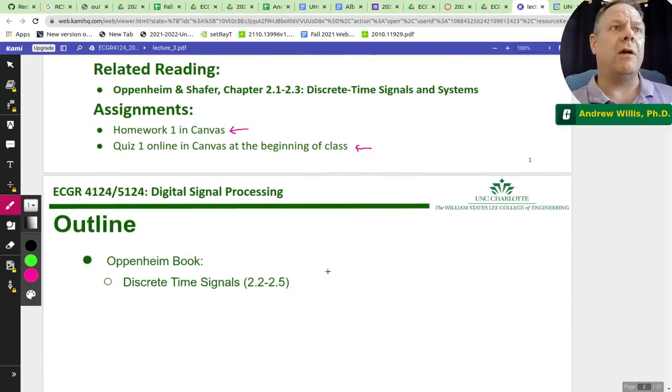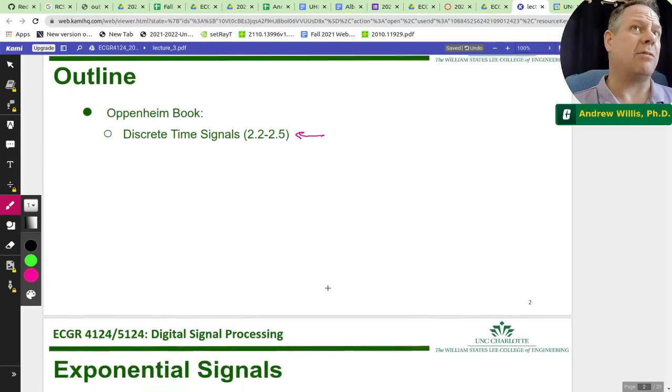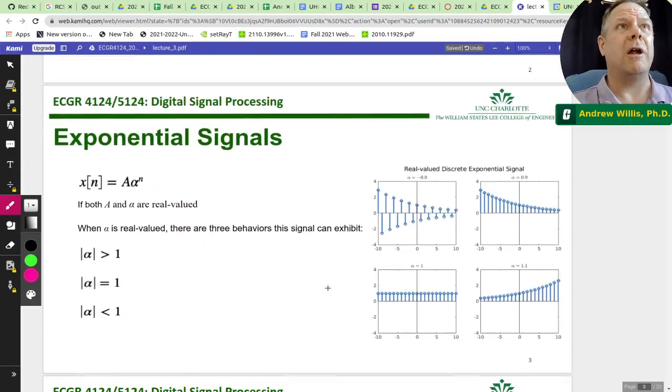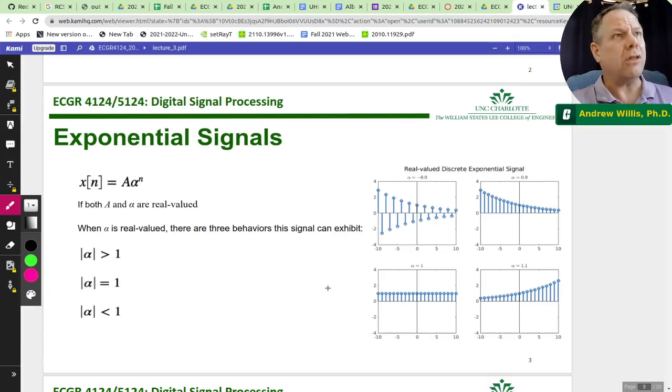All right, so this is from the textbook. This is sections 2.2 to 2.5 in the textbook, and we're talking about discrete time signals and their behaviors. All right, so the first and actually the most important discrete time signal is the complex exponential. All right, so this is the real valued exponential, which is a subset of the complex exponential, but it looks different from what we might be used to.